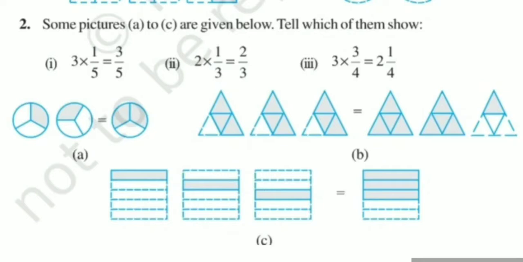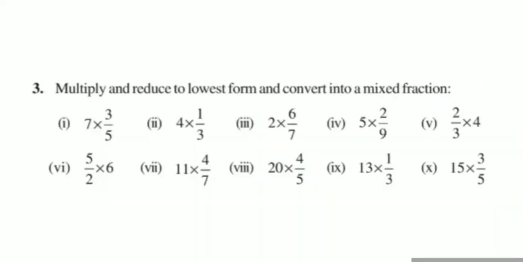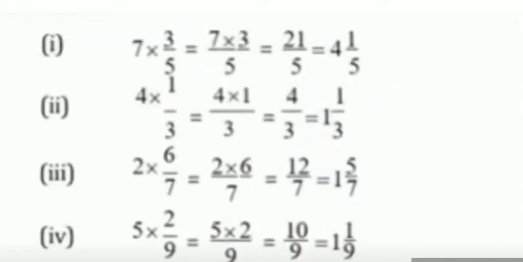Now see the third one. Multiply and reduce to the lowest form and convert into a mixed fraction. First one, 7 into 3 upon 5.